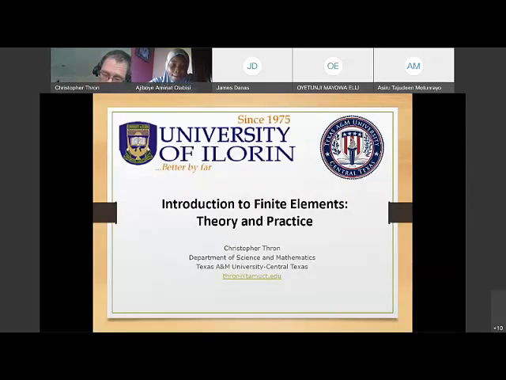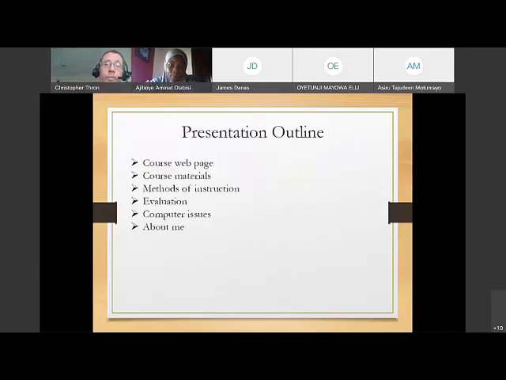I realize that some students are PhD, some students are masters. I will be starting with basic mathematical background. So the first week will be more involved with theory and mathematical background. And then the next 2 weeks will be more involved with programming. Certainly you need to have mathematical background in order to be able to do the programming. Okay, so here's what I will talk about: the course web page, course materials, method of instruction, evaluation, and computer issues, and something about myself.